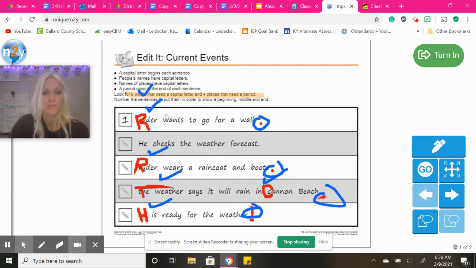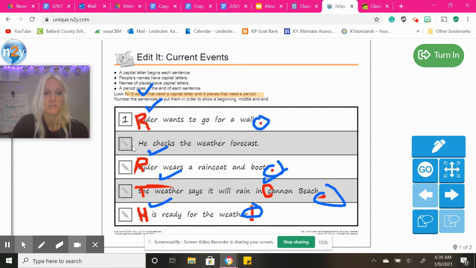So let's put this in order. So Ryder wants to go for a walk. I would say this is number 2. He checks the weather forecast. And I would say then the weather says it will rain in Cannon Beach. So that's going to be next. And then he decides since it's going to rain, he's probably going to wear a raincoat and boots. And then he is ready for the weather. I'm going to turn that in.